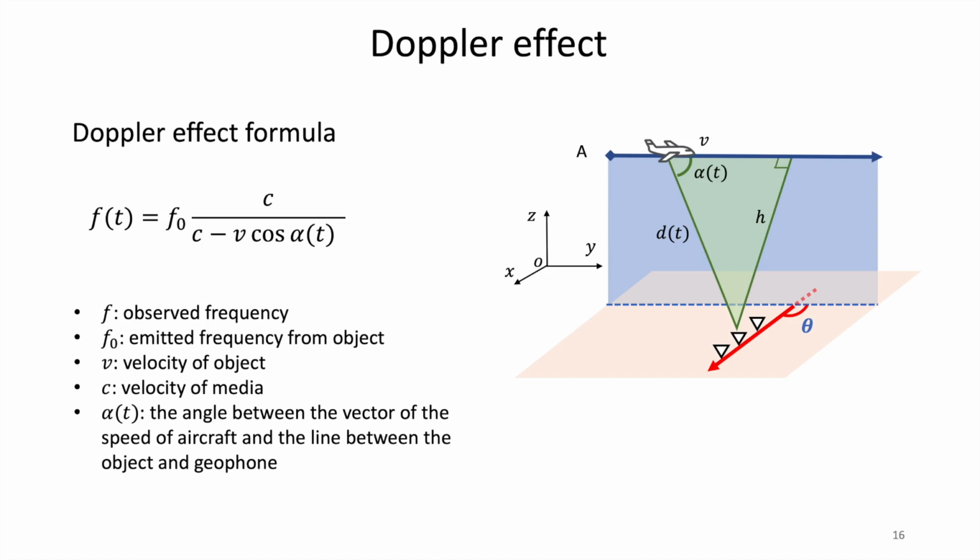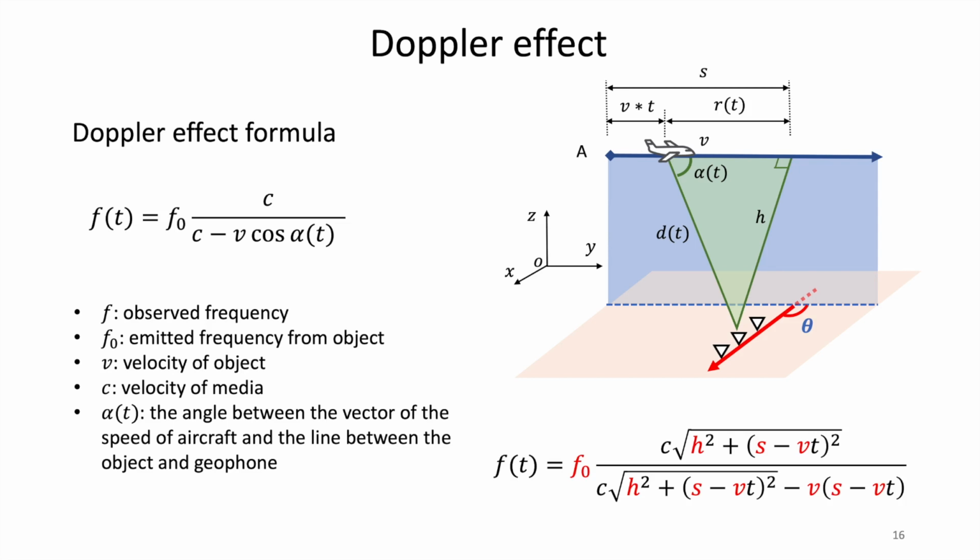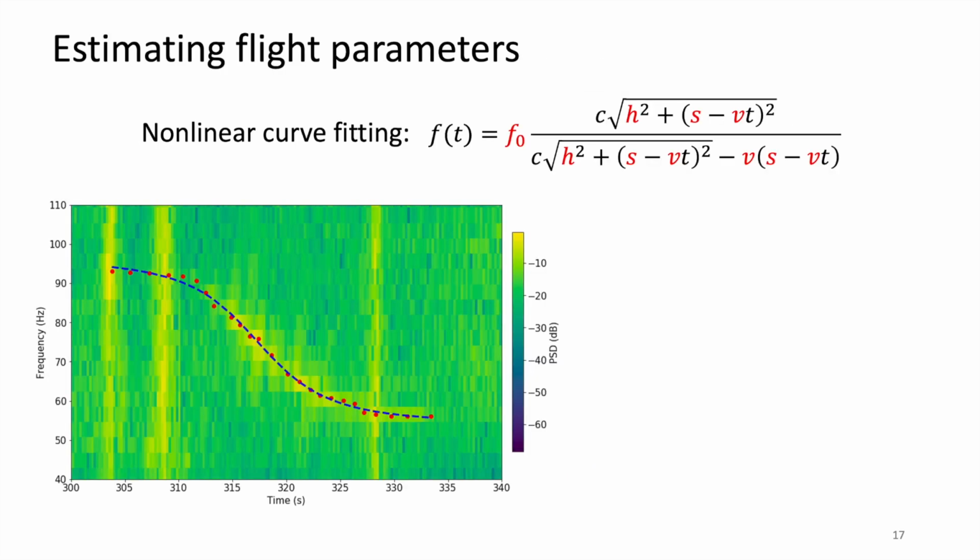D is the distance between the aircraft and the geophone. D and alpha change with time. By defining the flight distance S and the closest distance between the geophone and the flight line H, we have this formula, where all these unknowns are constants. Using nonlinear curve fitting, we can fit the Doppler effect observed in seismic data with this formula and estimate these unknowns.